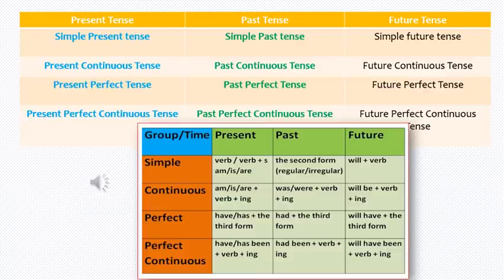Now we have seen the usage of these 12 tenses. Okay. Now you can see the format. Okay, in simple present tense how it will be used. Verb, plus if it is a third person singular, we have to add s. Okay, you can see the chart and understand the formation of these different tenses.